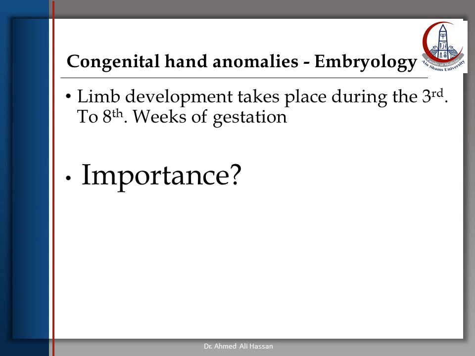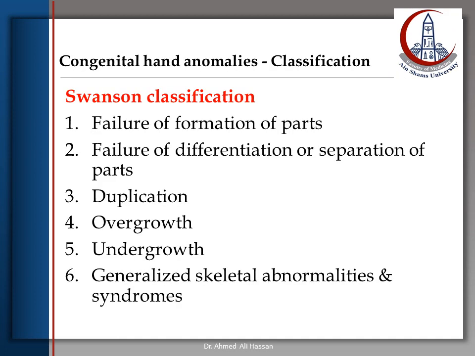The importance is to monitor the other organs developed during this period when the baby comes with congenital hand anomalies. Of importance, these organs are the heart and the craniofacial skeletons. So when you have a child with congenital hand anomalies, you have to look for other anomalies in the heart and the craniofacial skeleton.